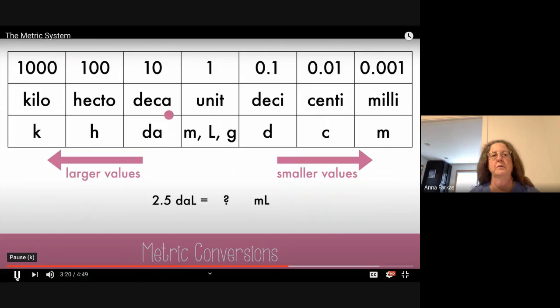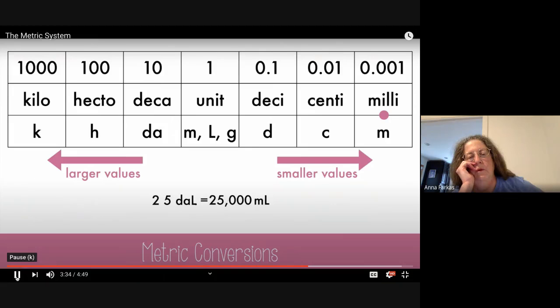Start with deca and move it to the right until you get to milli. 1, 2, 3, 4 times. So move the decimal 1, 2, 3, 4 places to the right, and you get 25,000 milliliters. Let's try 2 more.